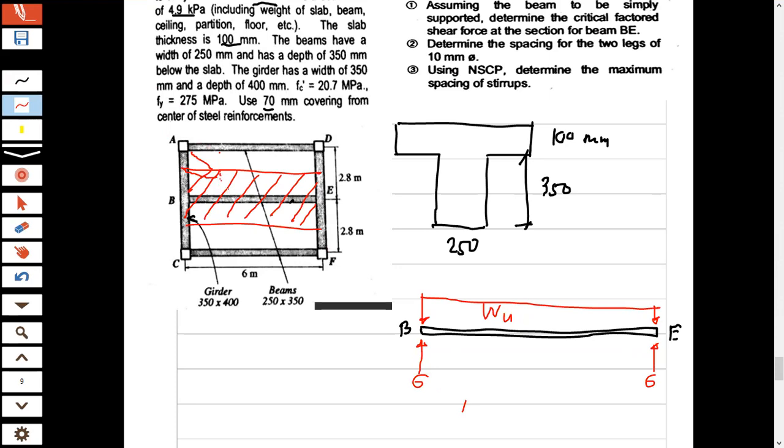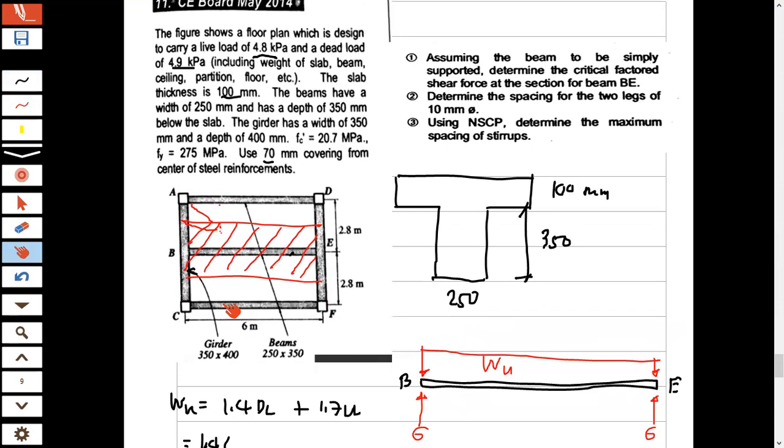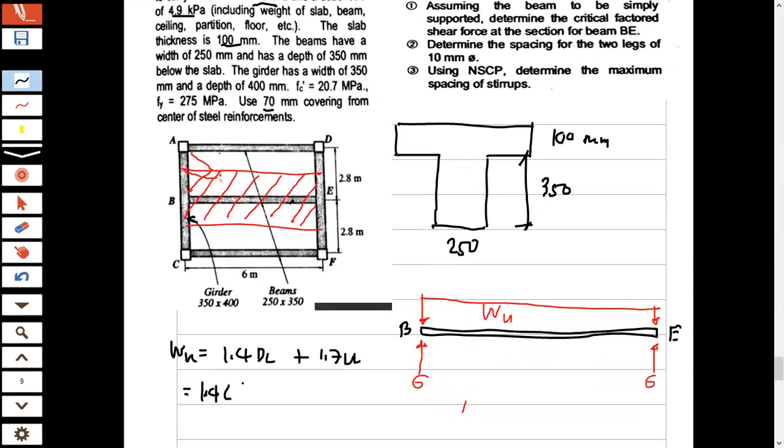So, dead load. What is WU? Okay. 1.4 dead load plus 1.7 live load. Ano yung 1.4? Ano yung dead load? Dead load is 4.9 kilopascal, 4.9 kilonewton per square meter.